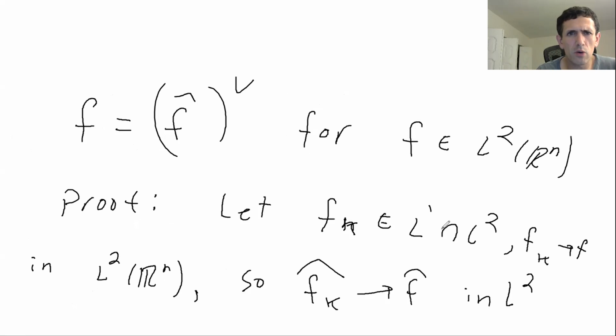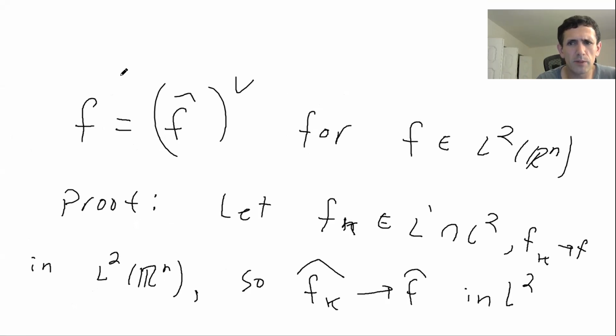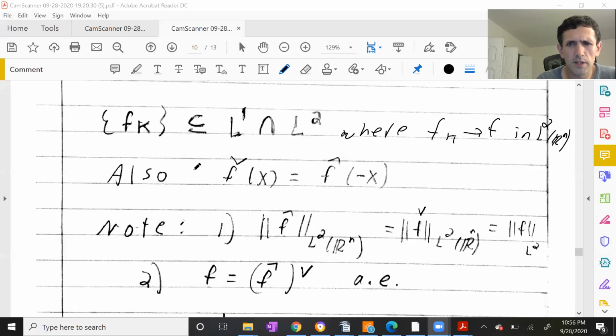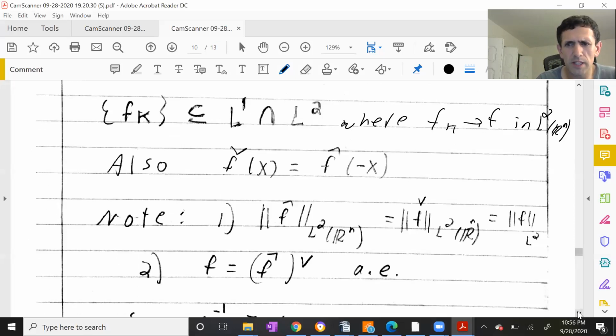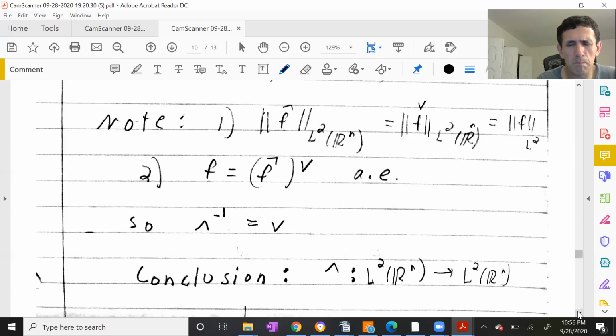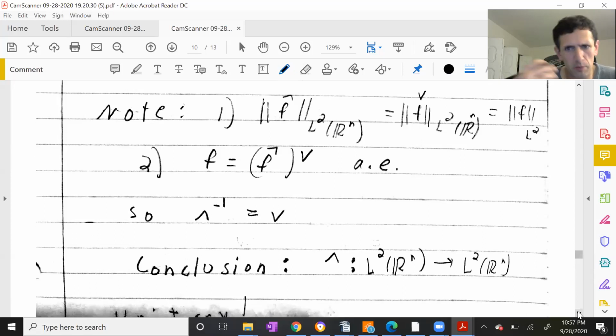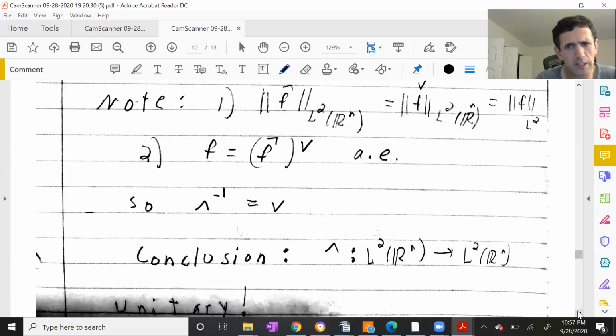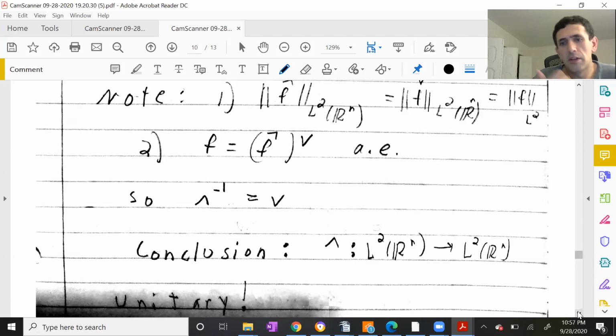Okay, so let's get back to this here. So what this tells me is that we have an invertible isometry on L2. Whenever you have an invertible isometry on a Hilbert space, that means it's unitary. So we have a very nice canonical unitary map from L2 to L2. This is extremely useful in operator theory, PDE. I won't really push this too much.